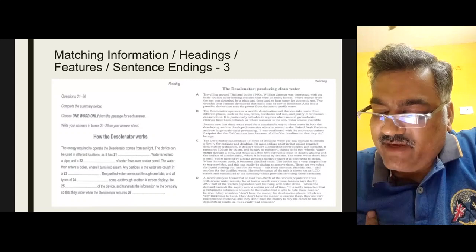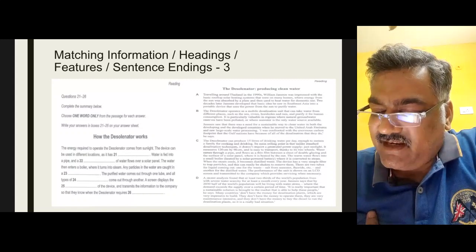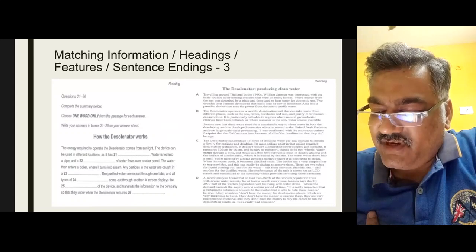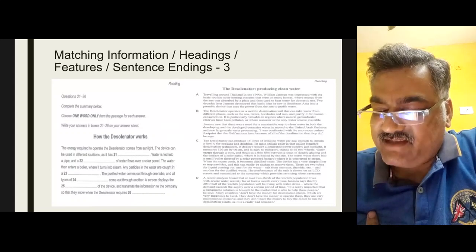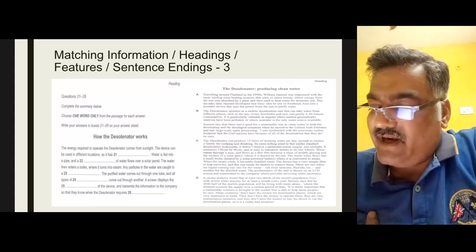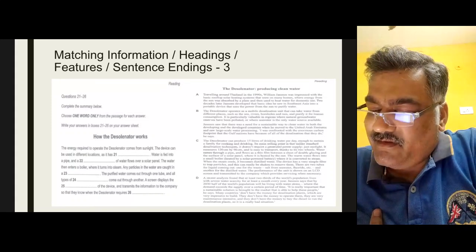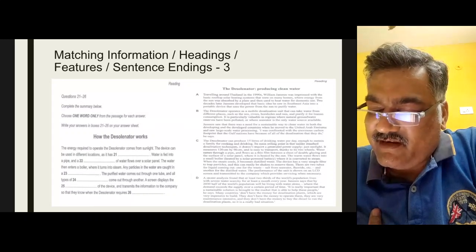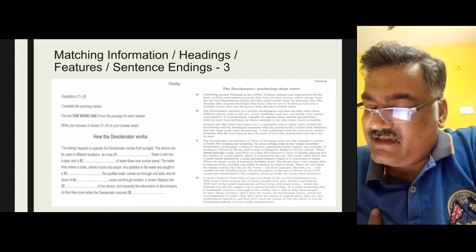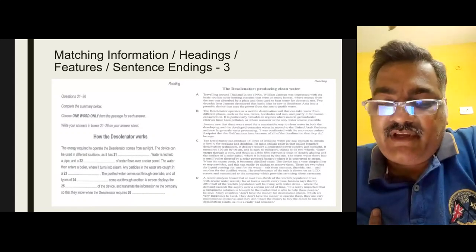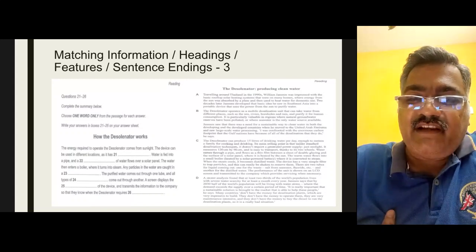The energy required to operate the desalinator comes from sunlight. This device can be used in different locations as it has dash. So try to identify from the right of your screen how this device can be used in different locations, the reason why this device can be used in different locations. Can anybody identify and tell me?